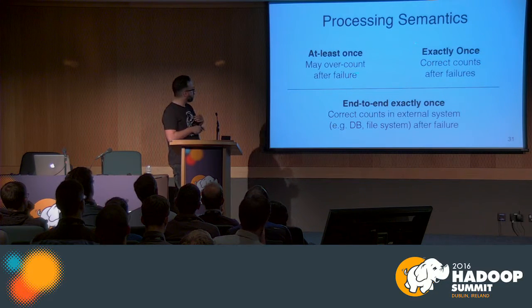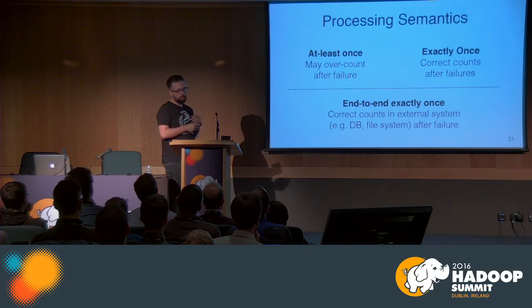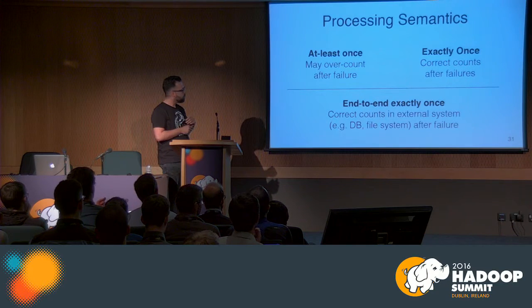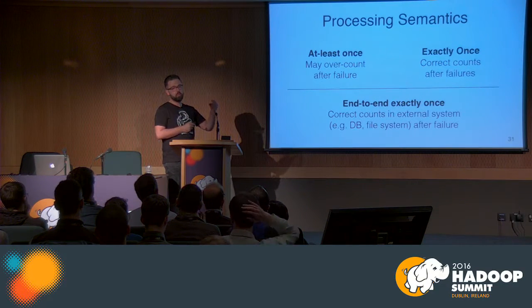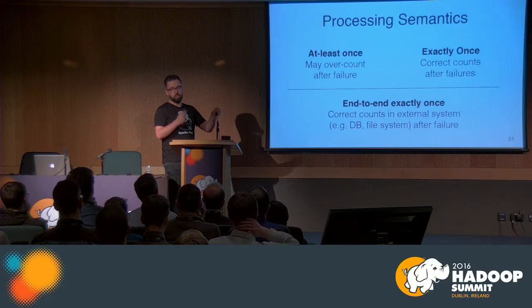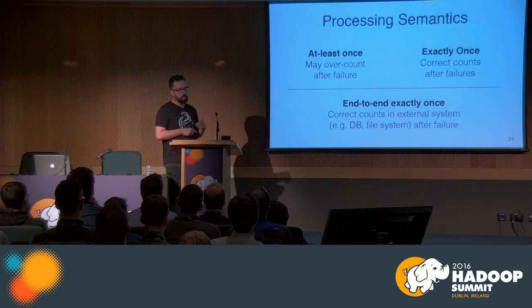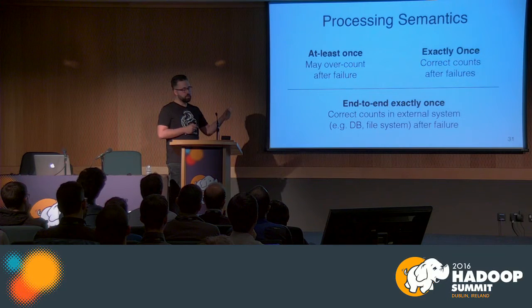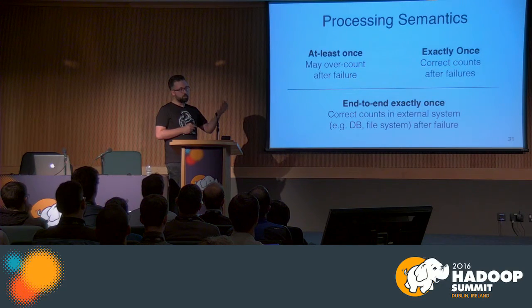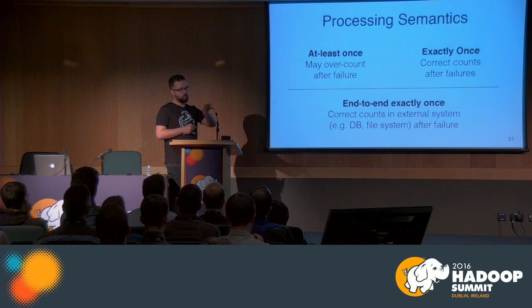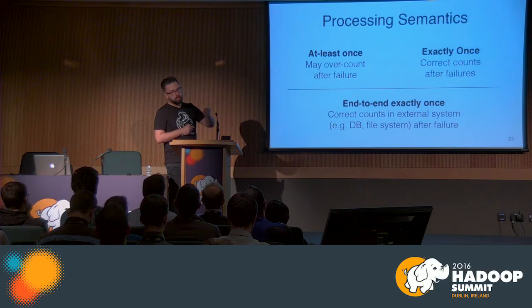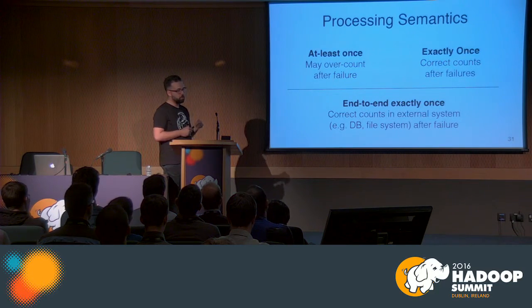The top two are within the system, so in this case, within Flink. But what you also want to have is to actually publish this data in a consistent way to the outside world. And this is when we talk about end-to-end exactly once, where you process your streams from somewhere, do the processing within the stream processor, and then consistently publish this to the outside world.